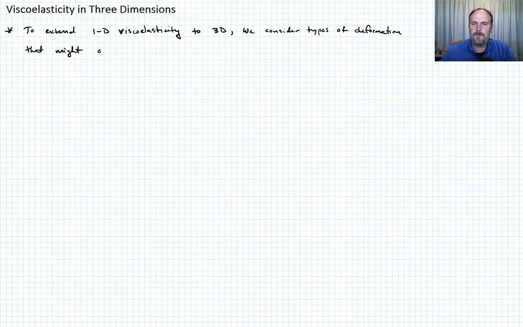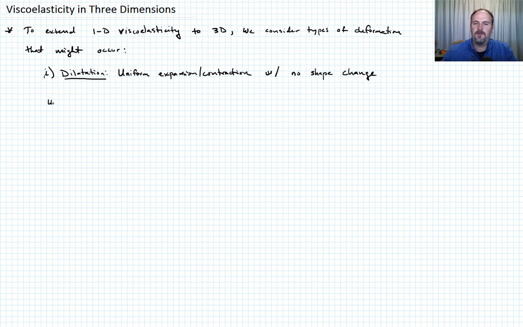All right. So what are the 2 broad classes of deformation? Number 1, we could have what's called dilatation. And what is dilatation? That's uniform expansion or contraction with no shape change.